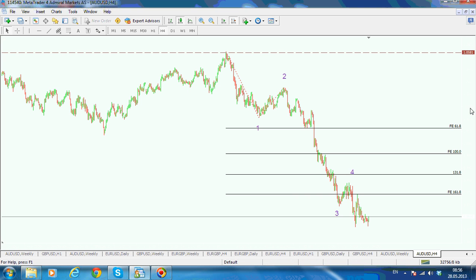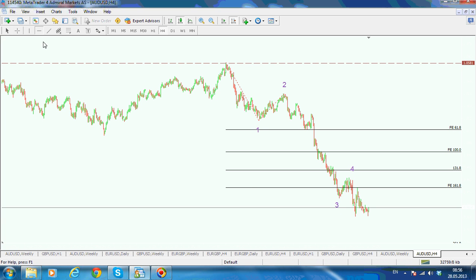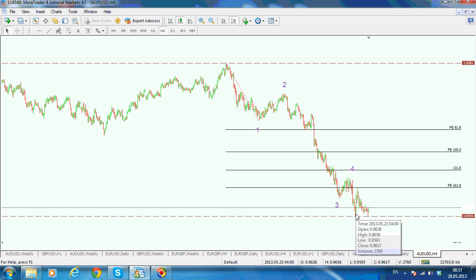Now, in order for this fifth wave to come to the downside, and this is the 96 level, 95, 94, 96 level. You see, we almost have a double bottom here, with the low being 95, 93, and here the low here is 95, 96.